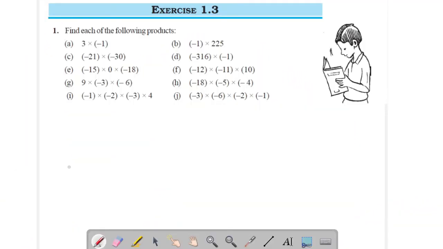Now come to exercise 1.3. Question number 1. Find each of the following products. See the solution.